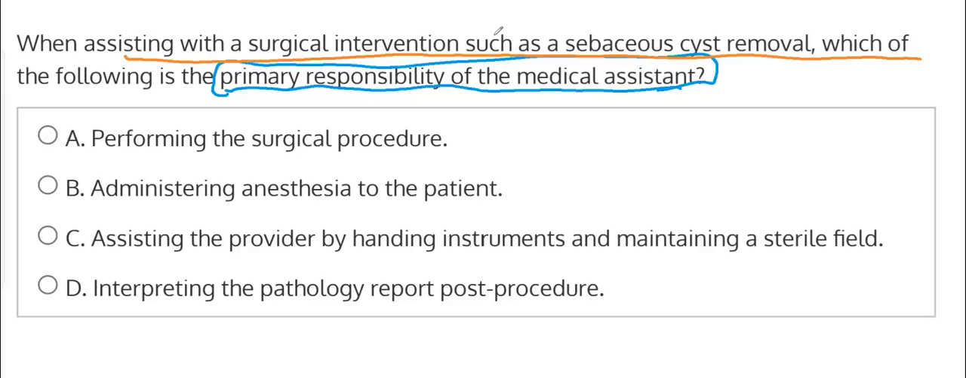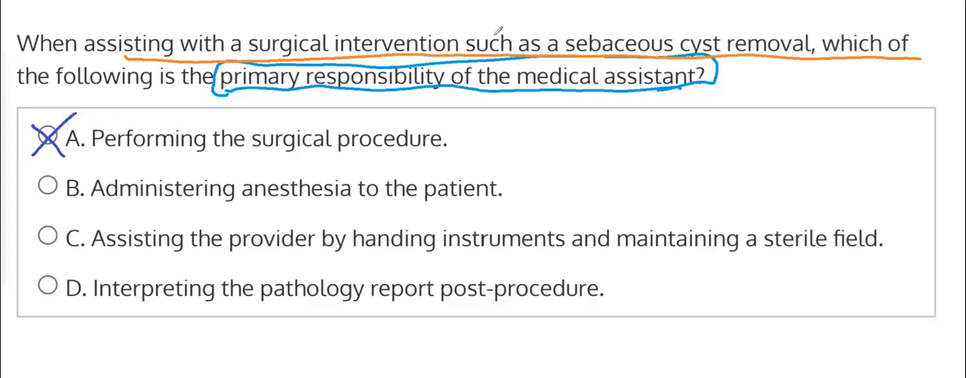The first option, A, says performing the surgical procedure. And that's something we know we can eliminate right away. Performing the surgical procedure is a very specific responsibility of the surgeon themselves. Not even other healthcare workers you'll be working with will be doing that role, such as RNs, probably not even any other sort of provider, just the surgeon themselves. So that's definitely not the role of the medical assistant.